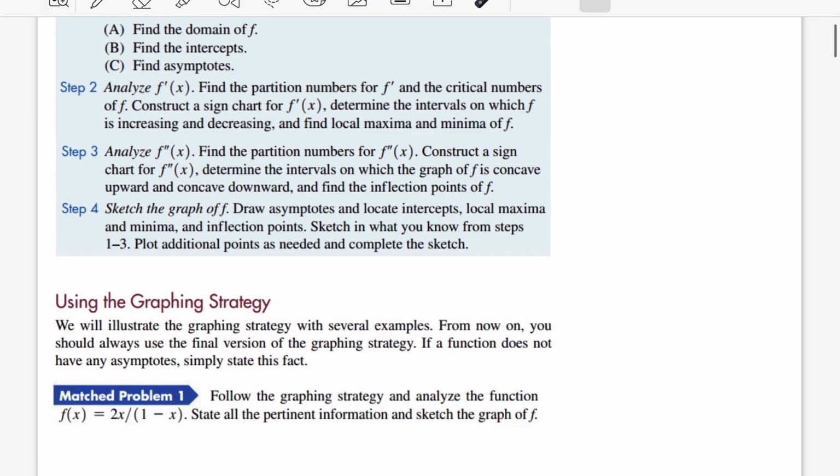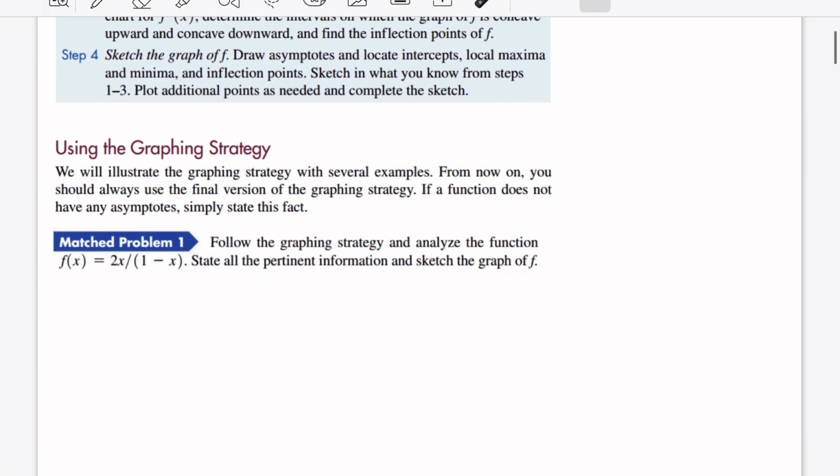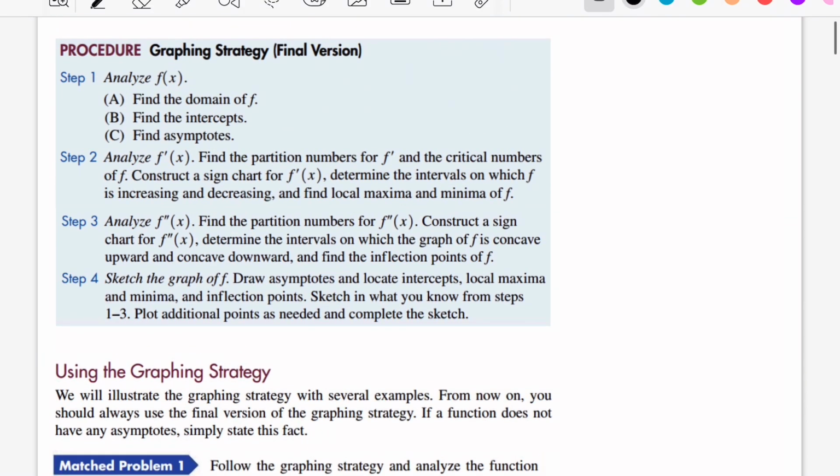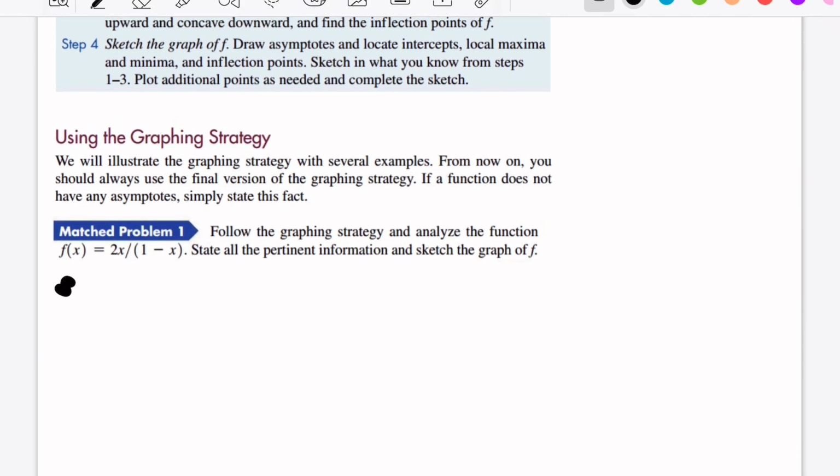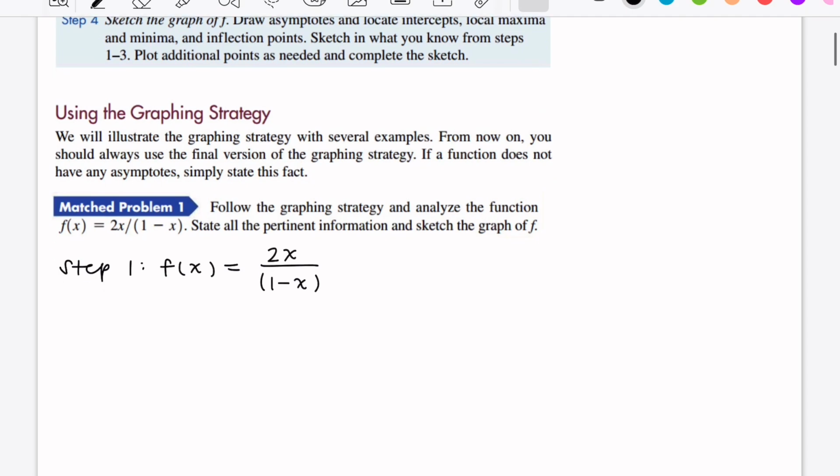So let's look at this example here. We want to use this final version of our graphing strategy to analyze this function here. So we'll do this using this step-by-step procedure up here. So the first thing we're going to do, step one, is analyze our function. So we're going to find the domain, the intercepts, and the asymptotes.